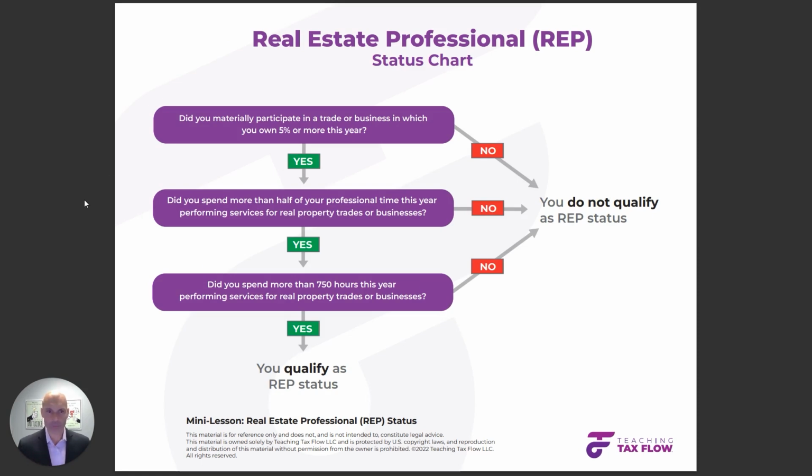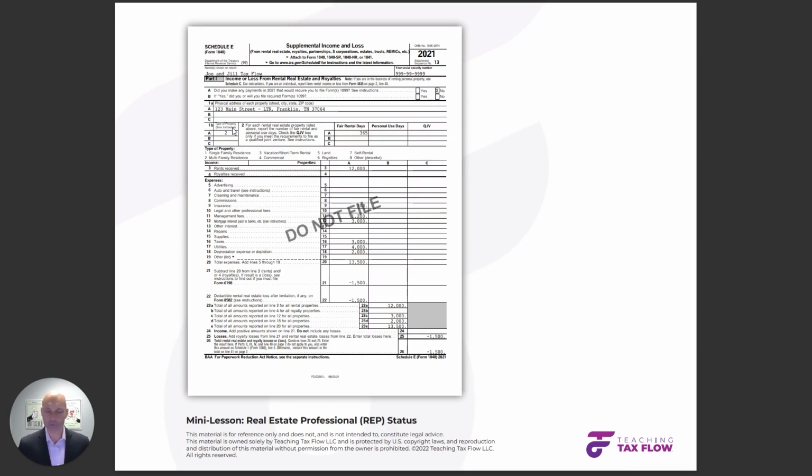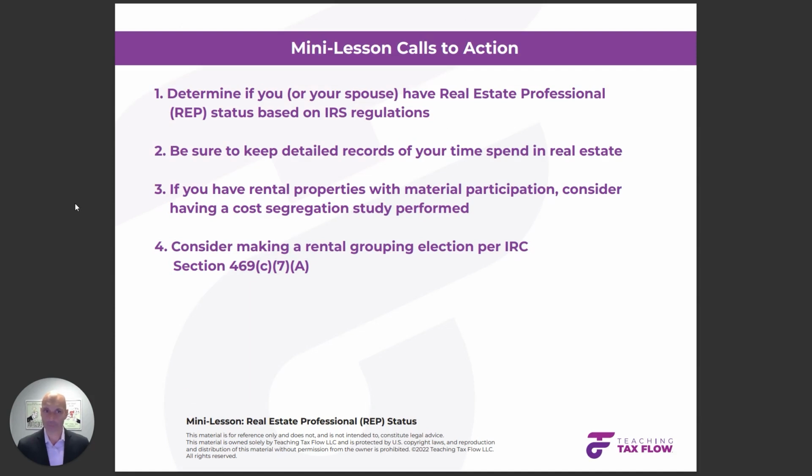We talked about if you're REP status and you have that rental property, here's a sample Schedule E. This happens to be a long-term rental. Right here down in line 22, this is where, if you're not REP status or you don't have material participation or you are subject to those passive activity loss rules, you will not be able to deduct the loss. So in this particular situation, Joe and Jill Tax Flow, Joe has REP status. Because Joe has REP status and he has material participation in this rental property, he can deduct the loss from that rental property.